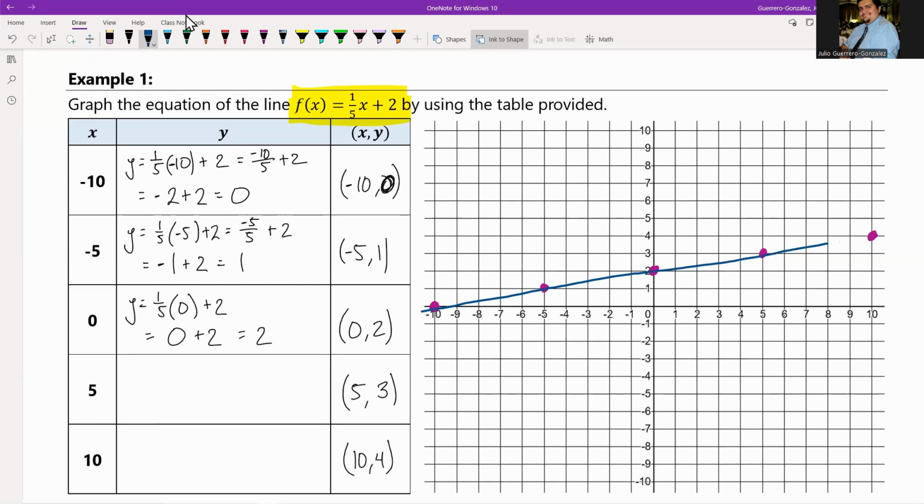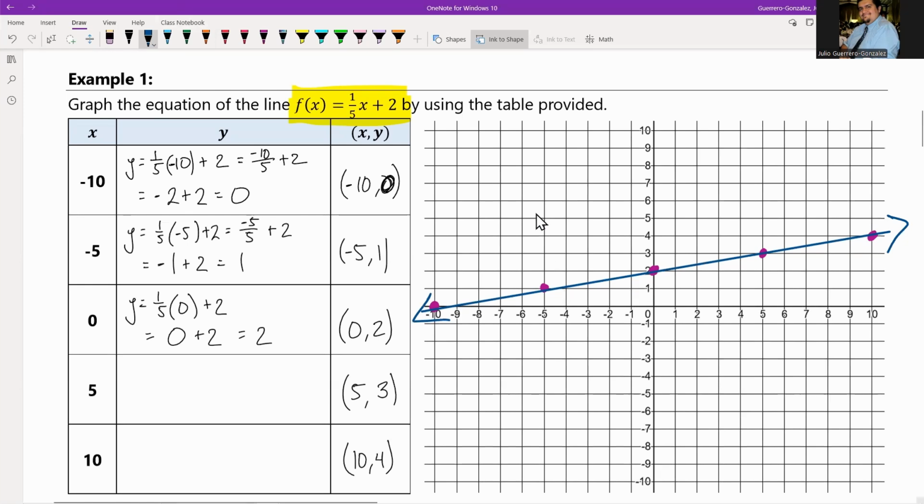2, 3, 4, 5. Does it do it? Close enough. There we go. There's our line. It's supposed to go through all 5 points, right? Close enough. But there we go, right? No matter what, this method will always work for graphing a line, okay?